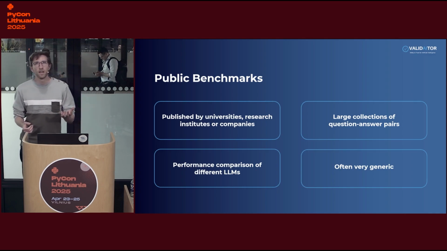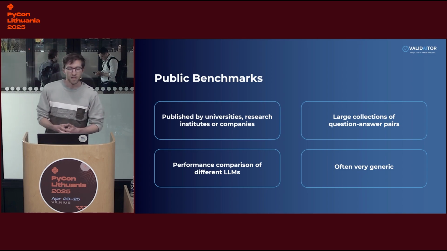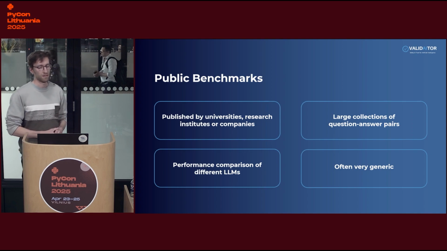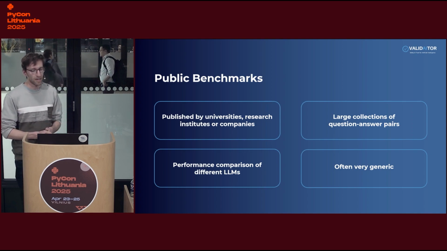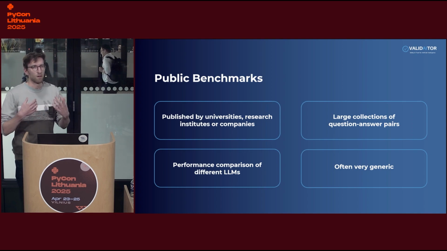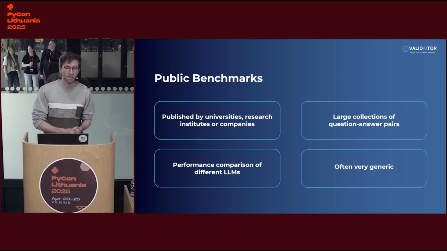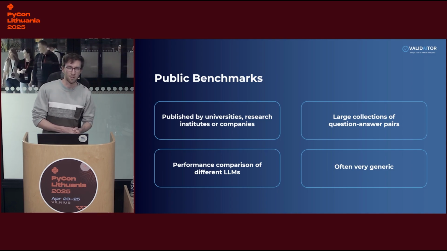Usually when they are published, they already publish some scores of the popular LLMs available, so it's easy for you to compare your model with the existing LLMs. And since they're often very generic, it's in most cases possible to use these benchmarks on your LLM application, but they also have some disadvantages.